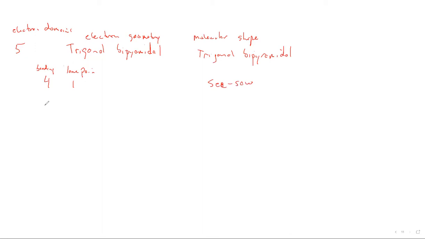If you go to 3 and 2, then the shape's going to change again, and you'll get a T shape. You guys could prove that to yourself, do those examples. That'd be 3 bonding and 2 lone pairs. So you're always going to have 5 electron domains, and the electron geometry doesn't change. The molecular shape changes. I think you can go all the way down to 2 and 3, and then it becomes linear.